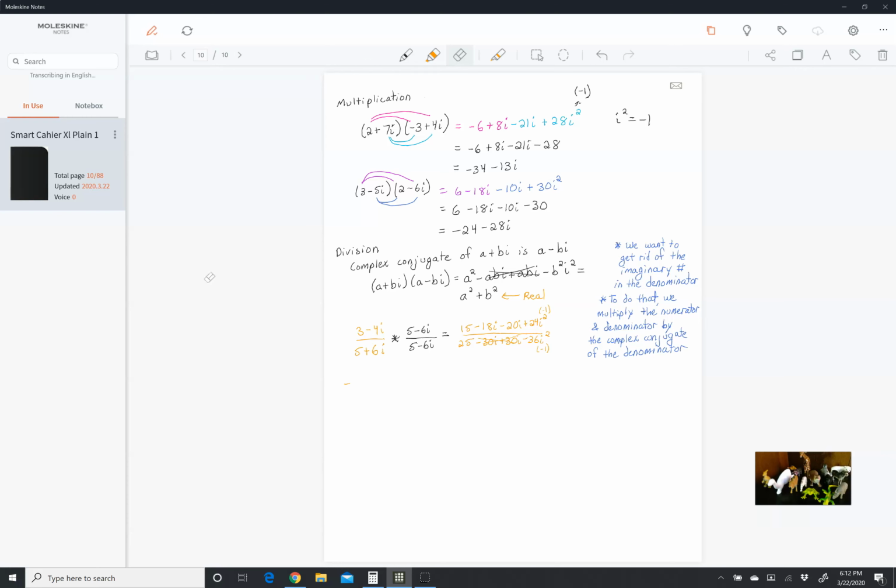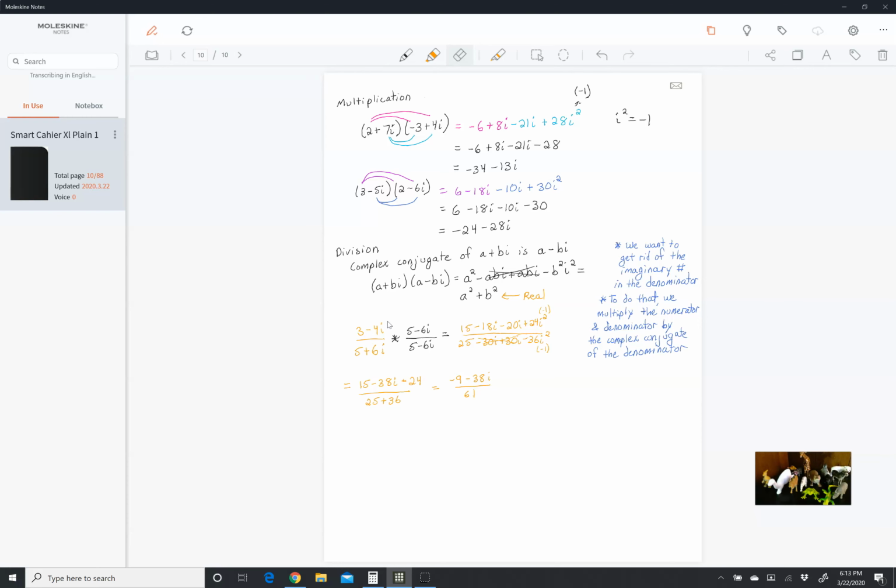So what we're left with here is 15 minus 38i, this becomes a minus 24. And then on bottom, we got that 25 plus 36, which is that a squared plus b squared that we had. Now we just subtract. So 15 minus 24 is negative 9 minus 38i over 25 plus 36 is 61.